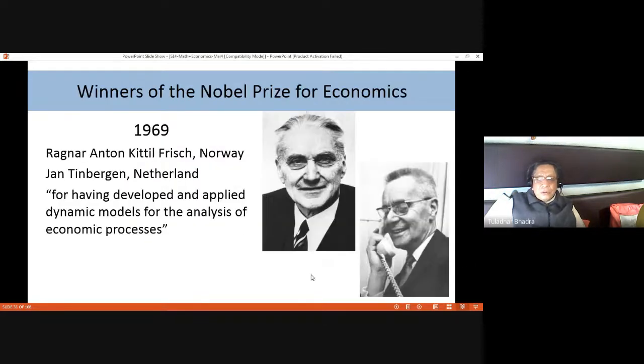So now coming to the winners of the Nobel Prize: Ragnar Anton Frisch from Norway and Jan Tinbergen from Holland. The prize was given for having developed and applied dynamic models for the analysis of economic processes.